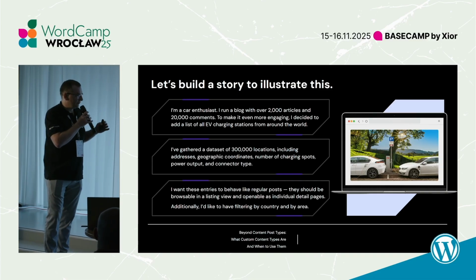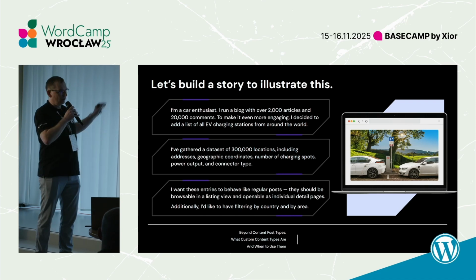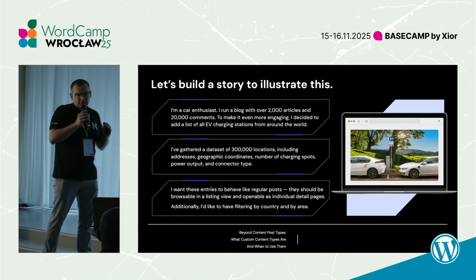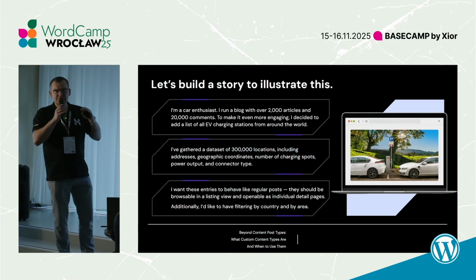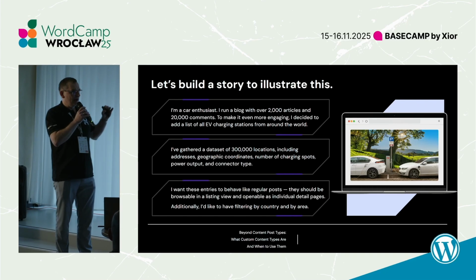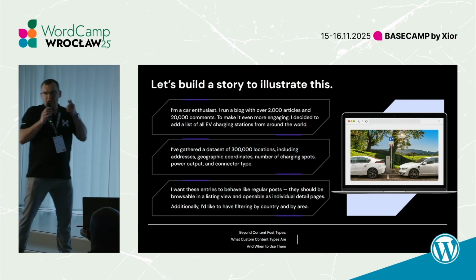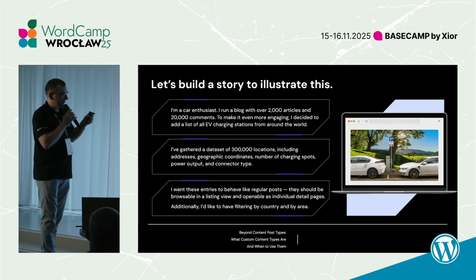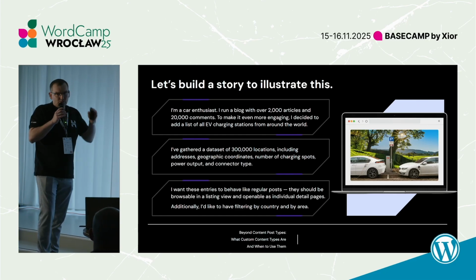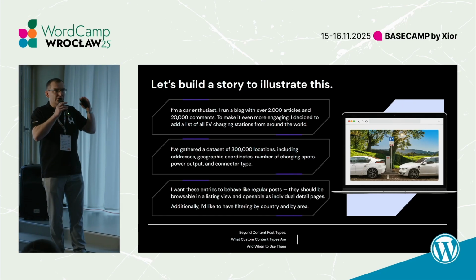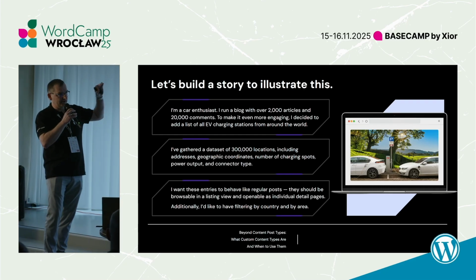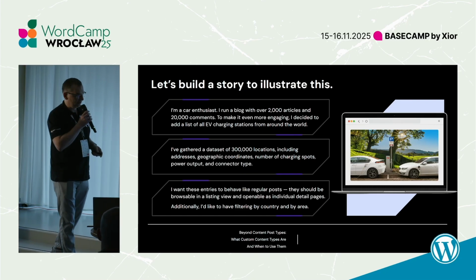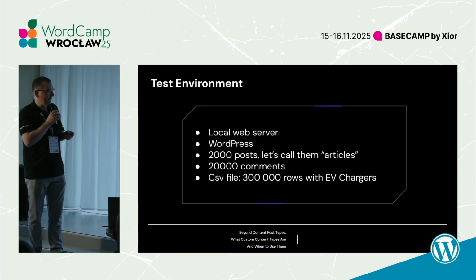I gathered 300,000 locations over the world, and I want to import them to my site, and I want it to behave pretty similar to a post type. So I want to have a listing of them. I want to have the single view, to see the details of each of these chargers. And also I want to filter by country and by location. So I will take the latitude and longitude from the corners and get all the locations from that area.